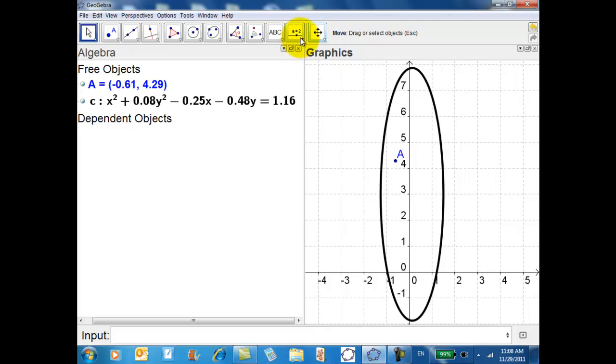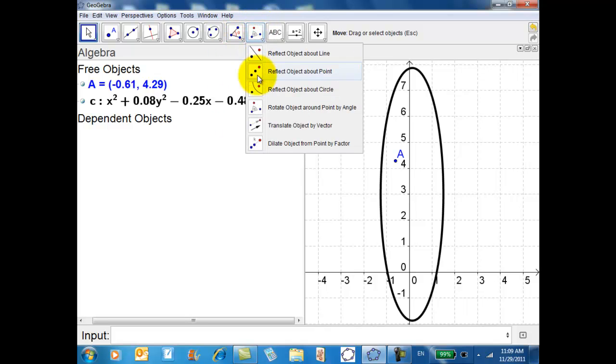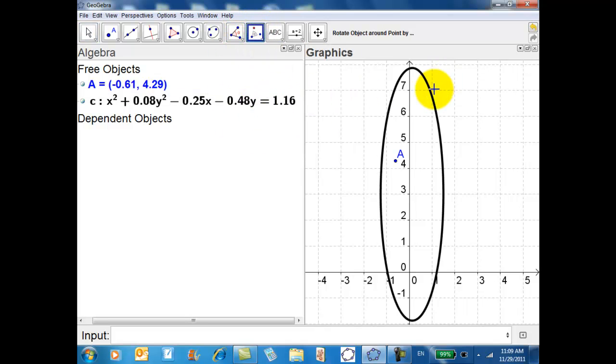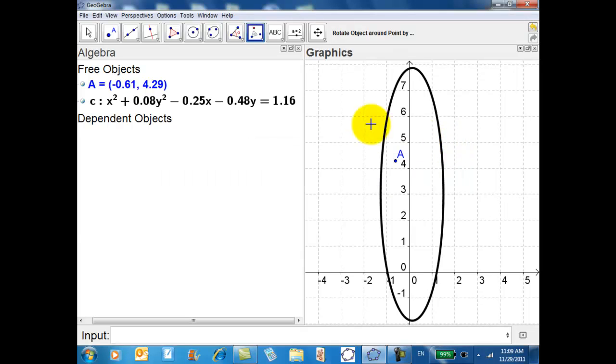Now, if we try and rotate a thing about an angle, we go to this rotate thing. Where'd it go now? There it is. Rotate. We select this object. We select this point, and nothing happens. Okay? Select object to rotate, then center point, and enter an angle. See, it wouldn't let us do that. Let's try it again.